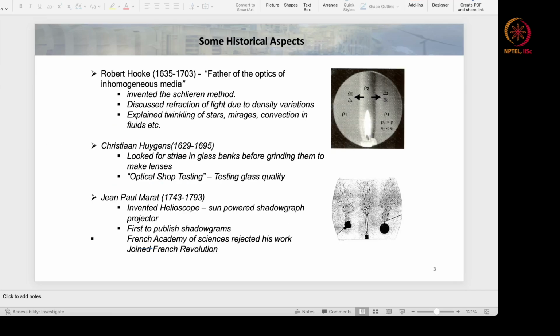If you look at a slightly historical aspect of this, Robert Hooke was called the father of optics of inhomogeneous media. He basically invented the Schlieren method. He discussed that the refraction of light due to density variations causes twinkling of stars, mirages in the desert, and convection in fluids.